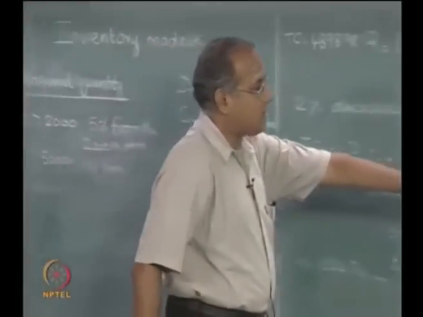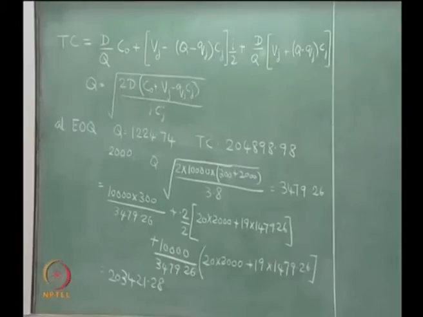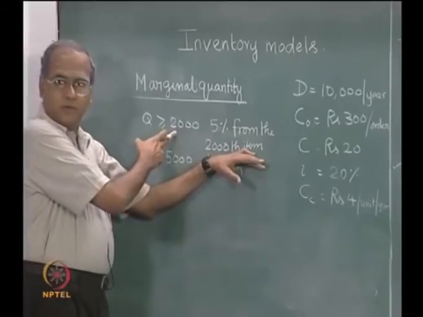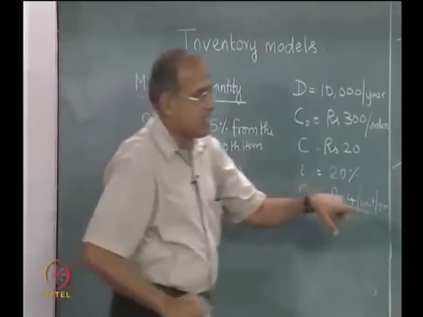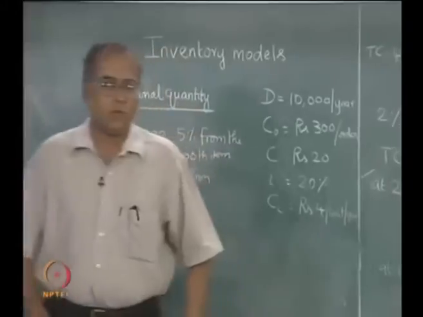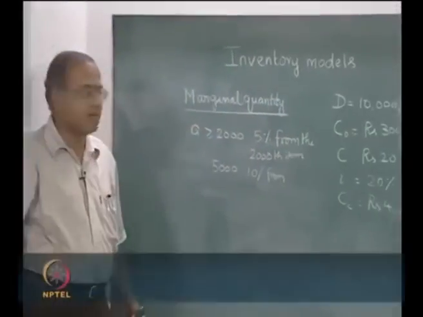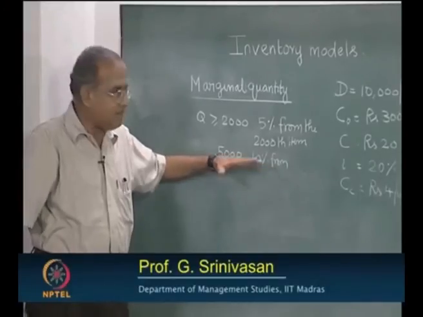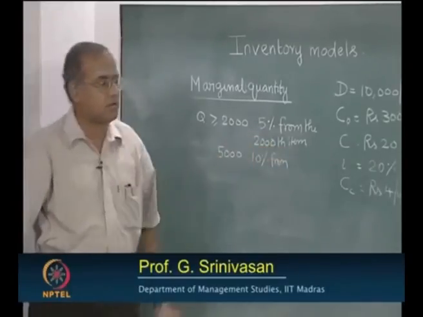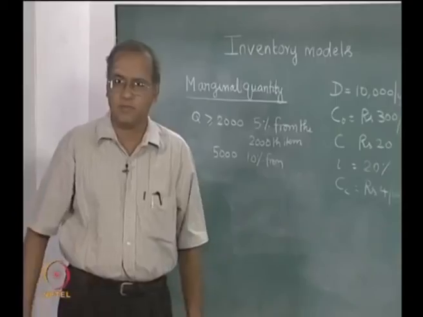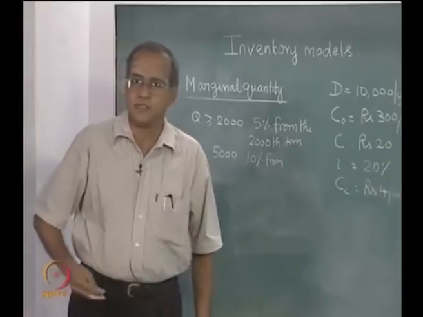So, this is the total cost that we will incur if we want to avail this portion of 5% for a quantity of 2000. This is actually cheaper than 204898.98. Now, we have to evaluate what is the best deal we get if we try and utilize this, and then compare that with 203421.28 and choose the one which is cheaper. We will show those computations in the next lecture.